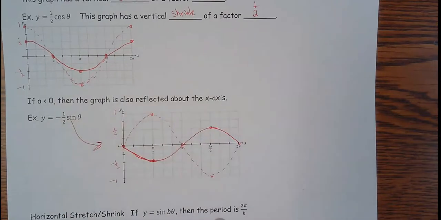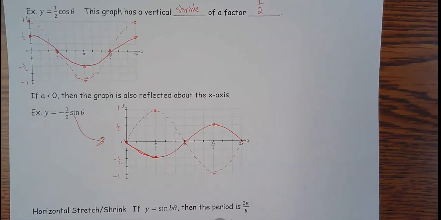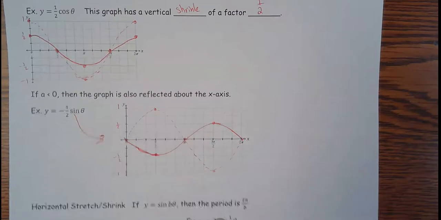So for amplitude, if it's negative, it does a reflection about the x-axis. And then if it's a number, it's going to stretch or shrink it. So this one is a reflection about the x-axis and a vertical shrink of 1/2.